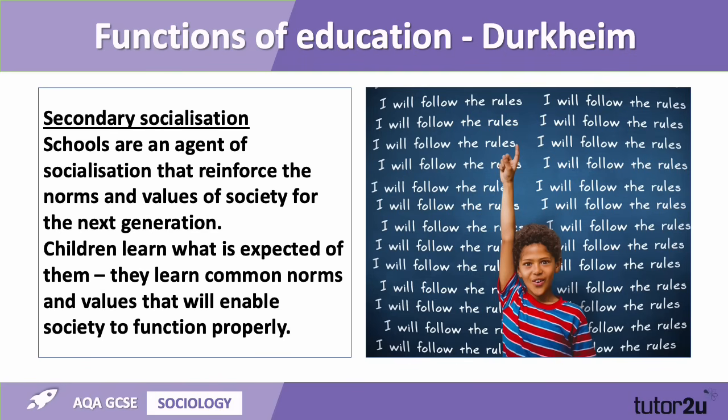He also talked about schools being really important in terms of secondary socialisation. So we know that primary socialisation is the idea of families teaching their children the norms and values of society.